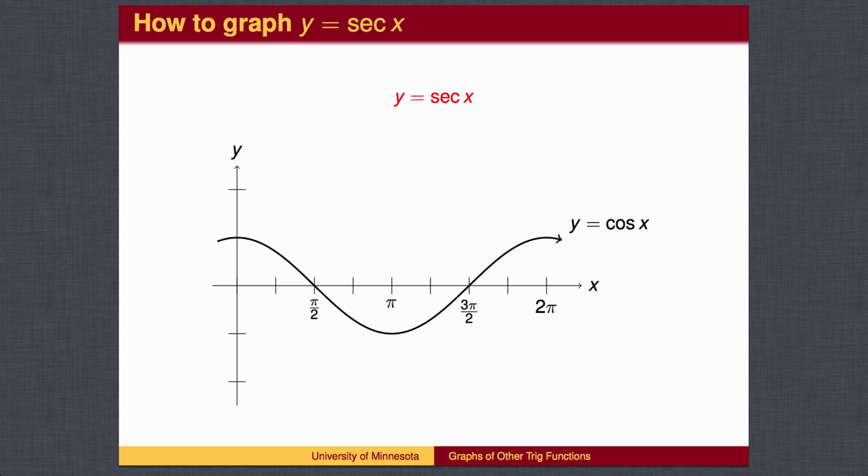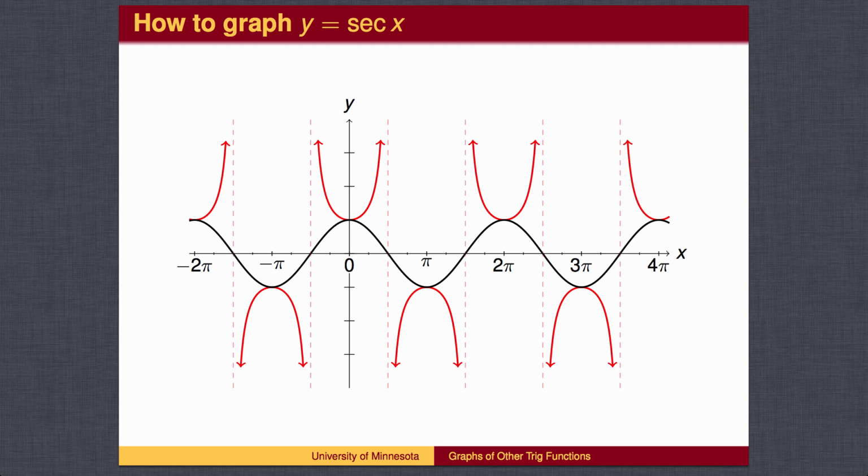The process for secant is similar. You may wish to try it on your own before watching the end of this video. We will start with the cosine wave. Place asymptotes where the cosine is 0. Place the values 1 and negative 1, and the values plus or minus 2 at the pi over 6 markings. Sketch the graph from 0 to 2 pi, and repeat every 2 pi.